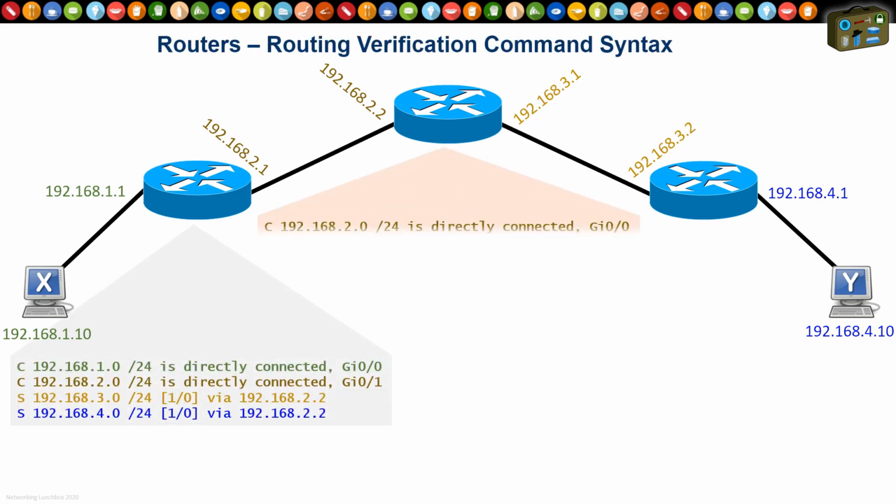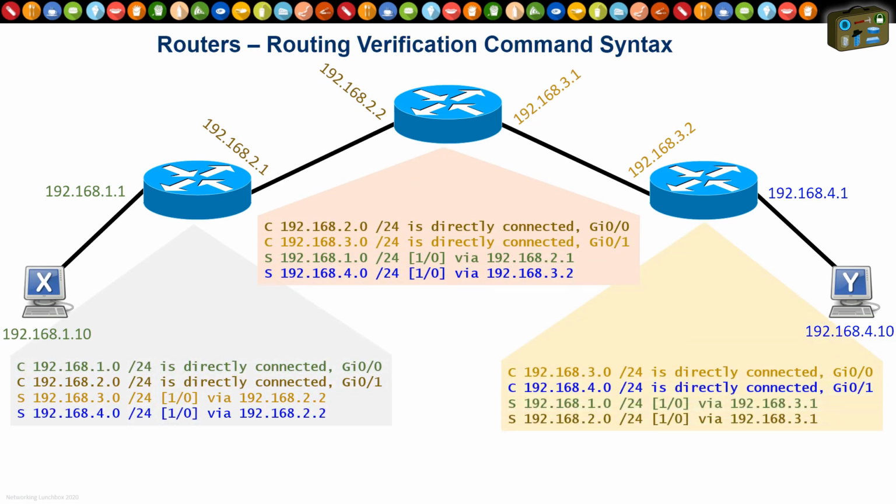So now we do the verification. The simple command, show IP route. Over on the left-hand side router, we can see we have two directly connected networks represented by the C for connected, and we have two static routes for the other two networks that are not directly connected, represented with the letter S. The middle router is the same, the far right router is the same.